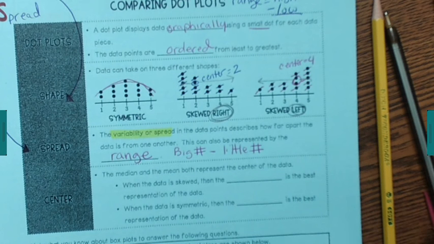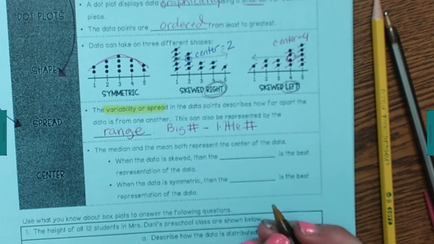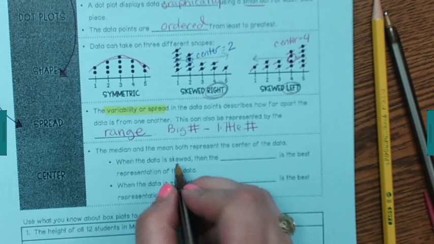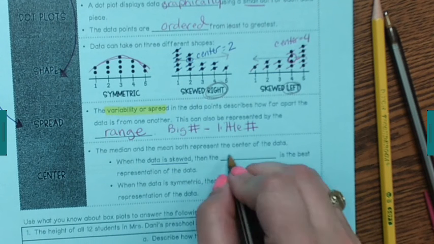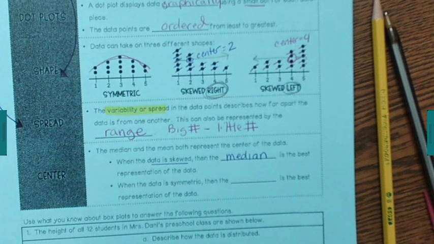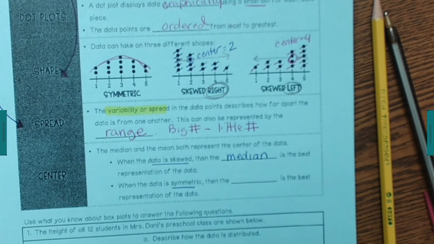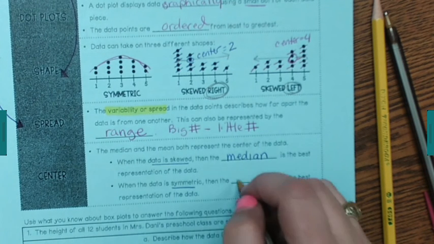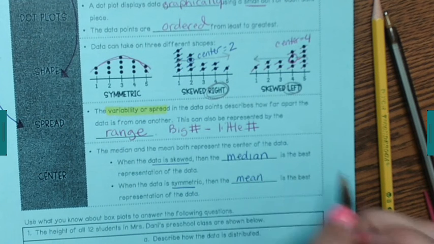All right, and finally the center. Remember, the center is just a fancy word for median. So when your data is skewed, you want to look at your median to decide if it's left or right. If it's symmetric, then your mean is going to be the best representation.